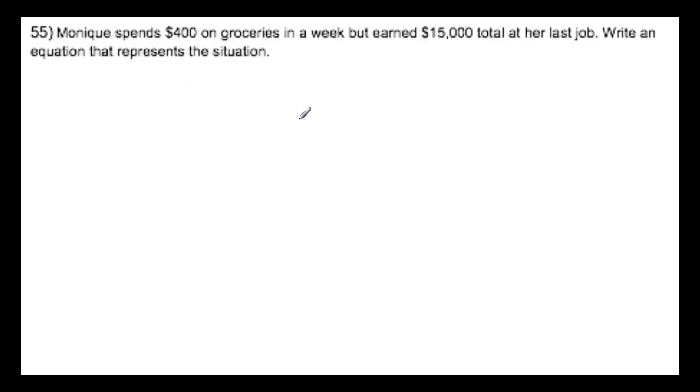Okay. Again, Monique spends $400 on groceries in a week but earned $15,000 total at her last job. Write an equation that represents this situation. So again, we know it's going to be in slope-intercept form. Okay, remember this $15,000 is one time. She doesn't make any more money. So again, that will be our constant. So you have to figure out where that goes in the slope-intercept form.